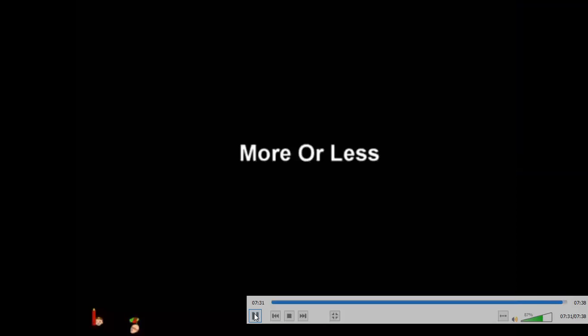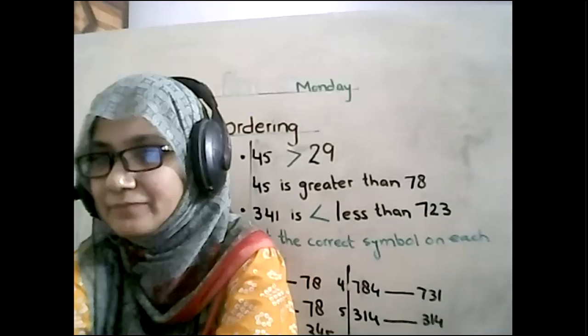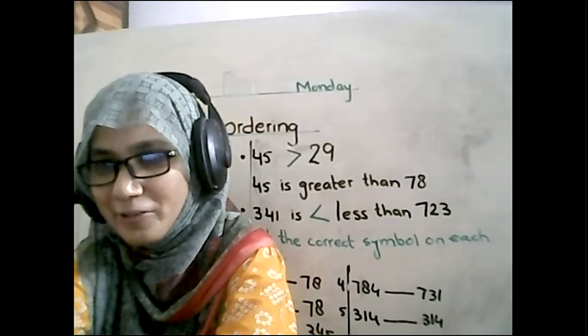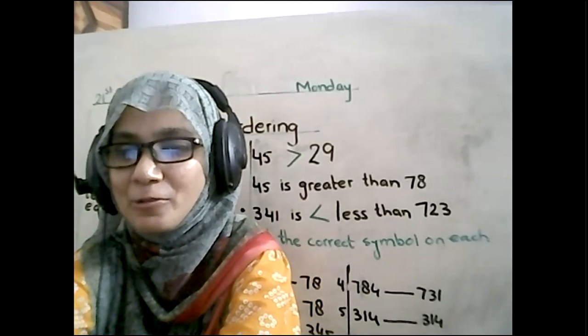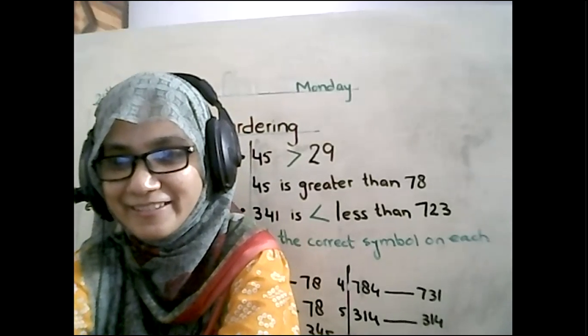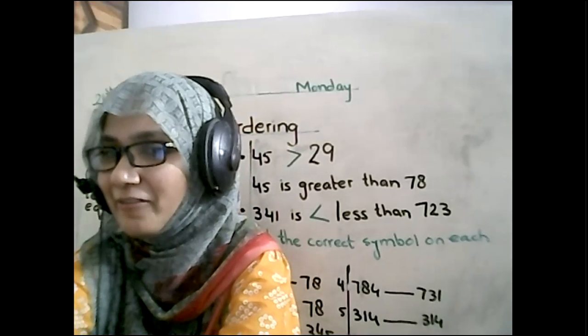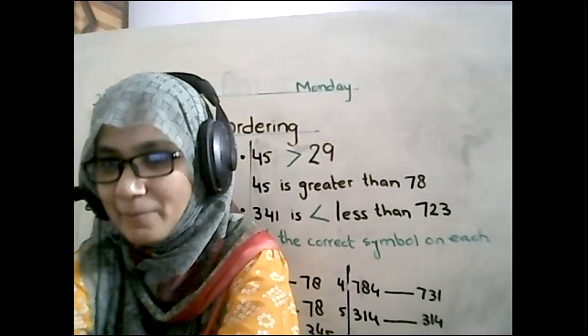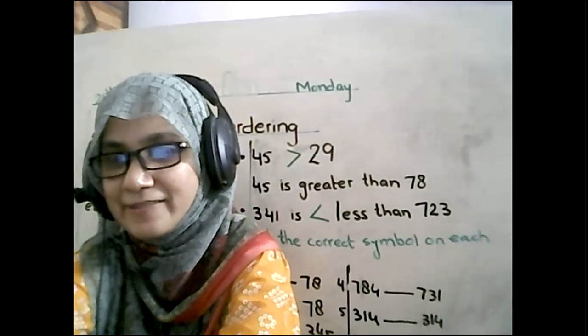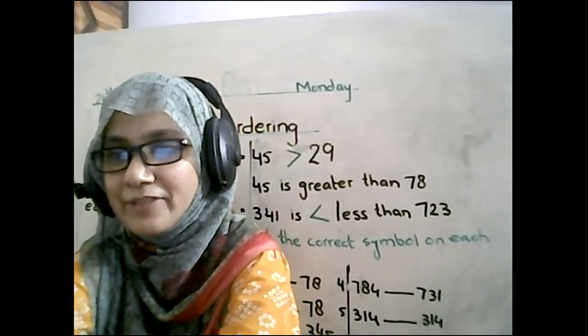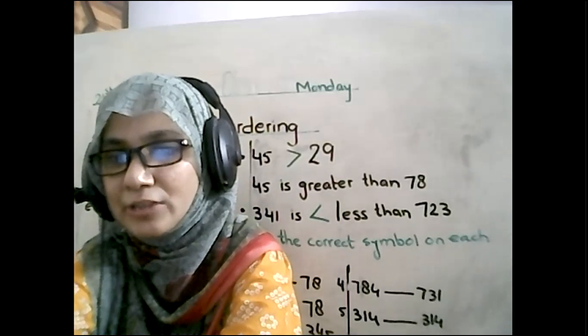That is all for today. Only remember crocodile's mouth, because he is very hungry and always goes to the greater number, right? In this way, we will never forget which is greater and how to show the greater number.